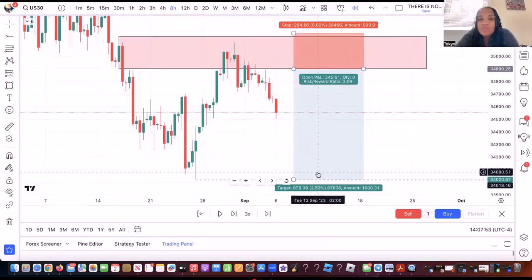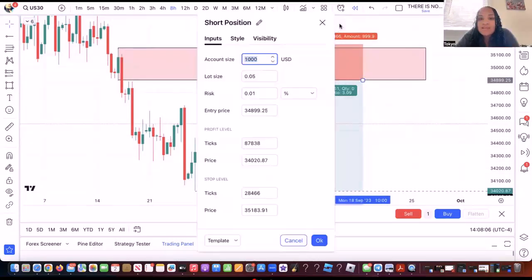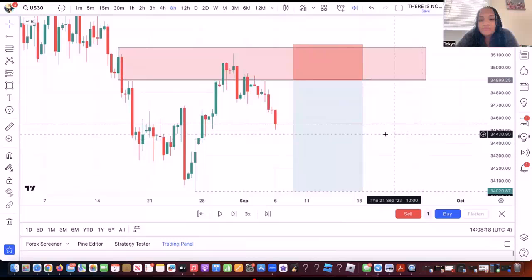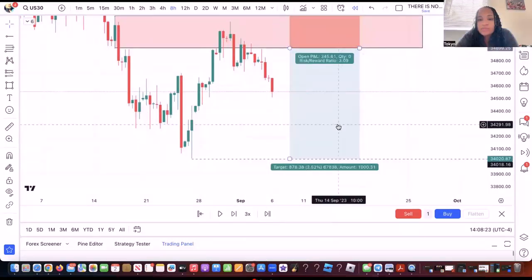I don't really want to risk that much on a $1,000 account, but my reward would definitely be 878 points, which would bring me around $1,000, right? Which is nice. I double my account with this size. However, I think that risk is a little bit too high. So maybe we'd go down on a lot size to 0.2. And let's see what we get here at 0.2.